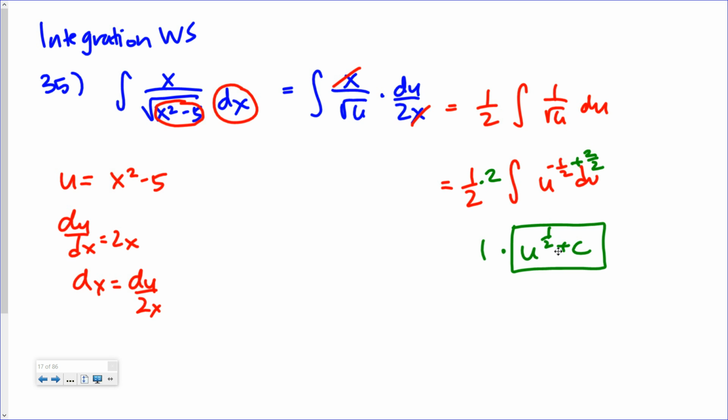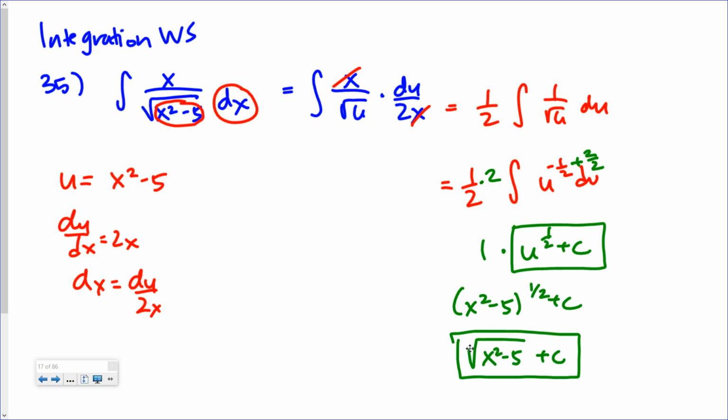It's just the wrong answer. I need to go back and replace my u. So my u is actually x squared minus 5 raised to the 1/2 plus c. That's a little bit awkward, but that's a fine answer. This is probably a little bit better notation. And there's my answer.